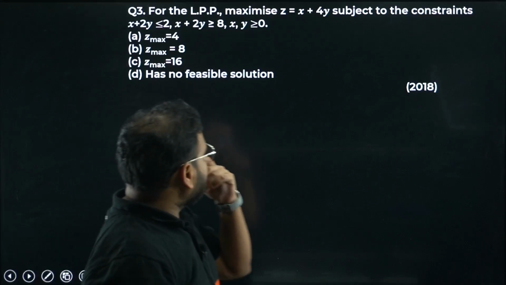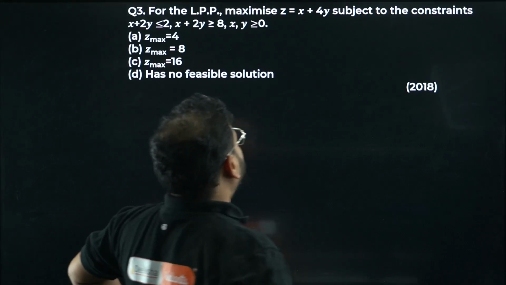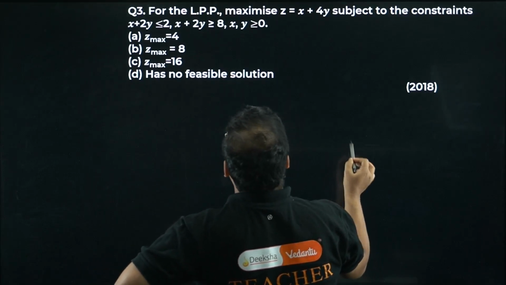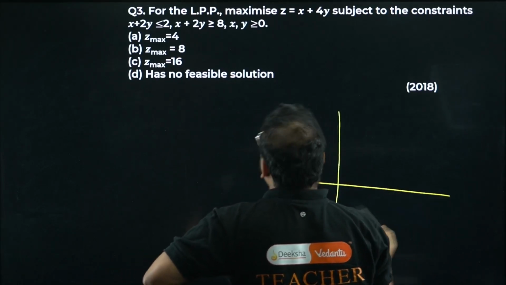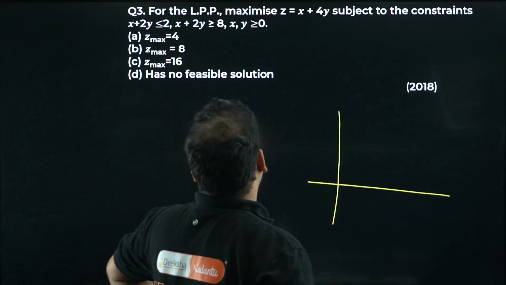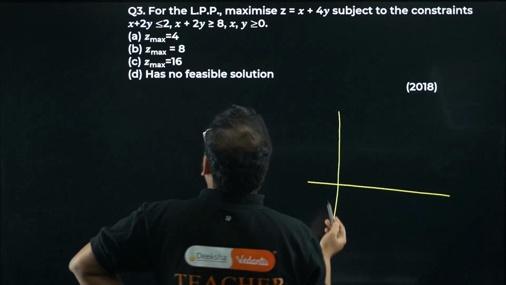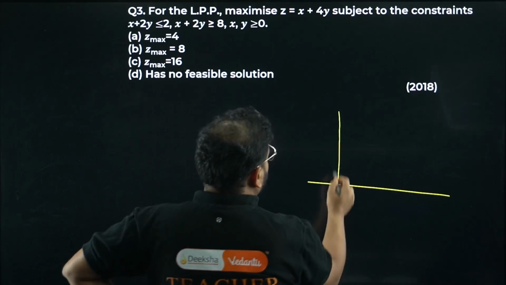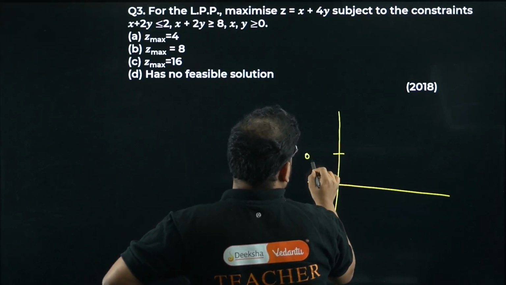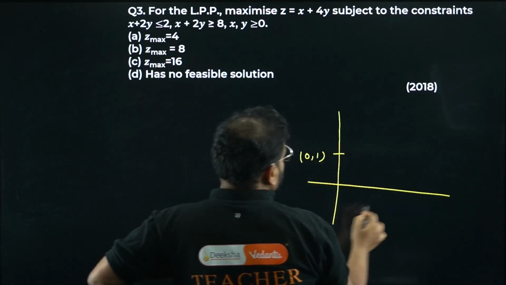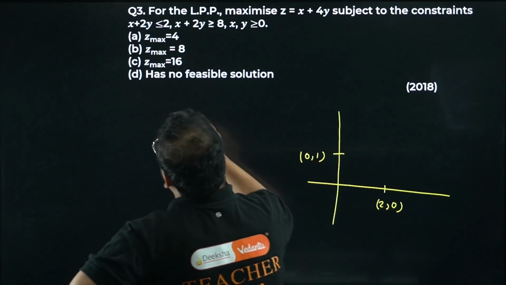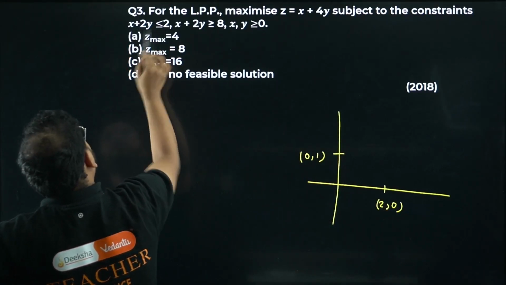For the LPP, maximize z equals x plus 4y subject to the constraints given. Let us solve this. If you check this out, what do we have? We'll just try this out. For x plus 2y, when x is 0, y is 1, so we have (0, 1). When y is 0, x is 2, so (2, 0). Correct? Put it here.